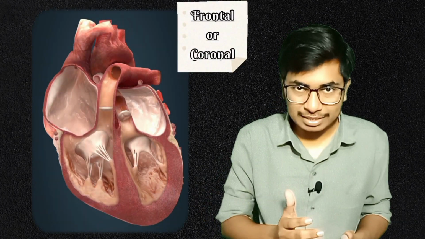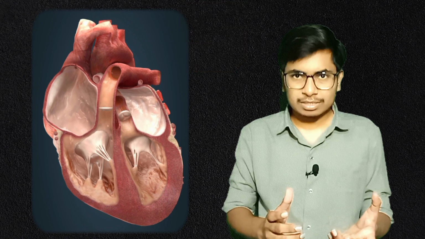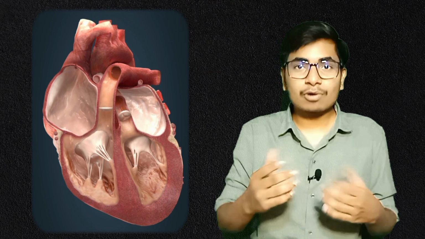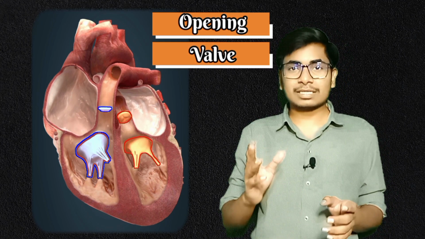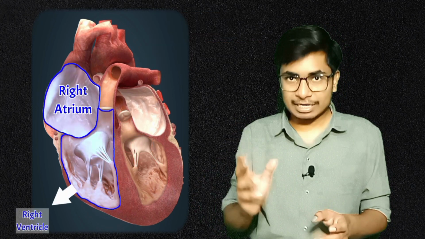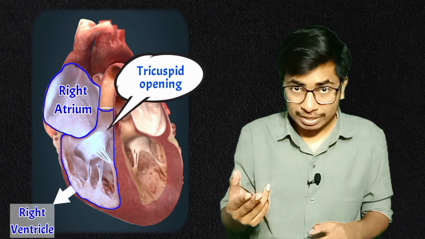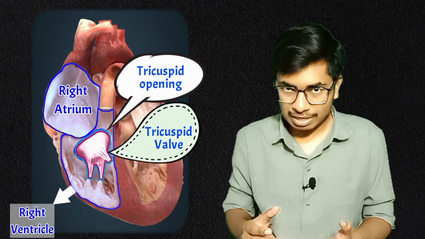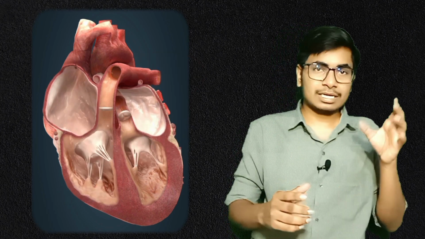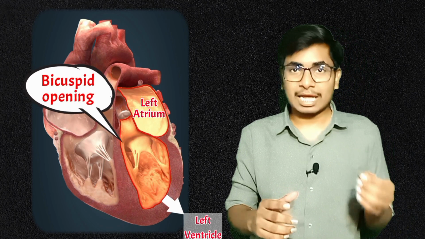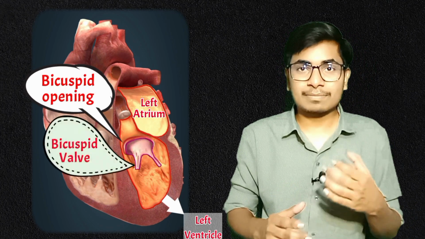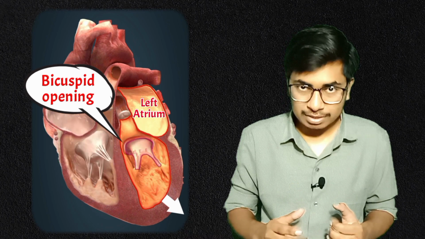Now, what are the internal features of the heart? It means that when we take a frontal or coronal section of the heart, we can see many structures. First we can see different openings, and each opening is guarded by a valve. First, between the right atrium and right ventricle there is the tricuspid opening, guarded by the tricuspid valve. Second, between the left atrium and left ventricle there is the mitral or bicuspid opening, guarded by the mitral or bicuspid valve.